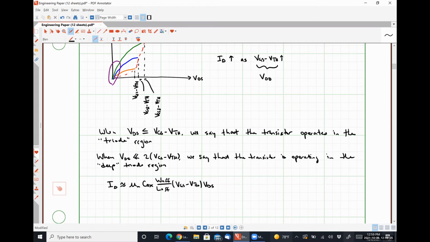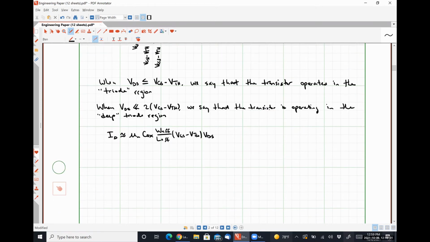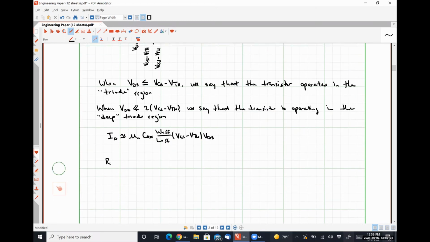A resistor, yeah. Where we could say that that resistance R, I have in my notes here, I think it says R on, so I'll just write R on, is 1 divided by mu_n C_ox W effective over L effective times (VGS minus VTH).